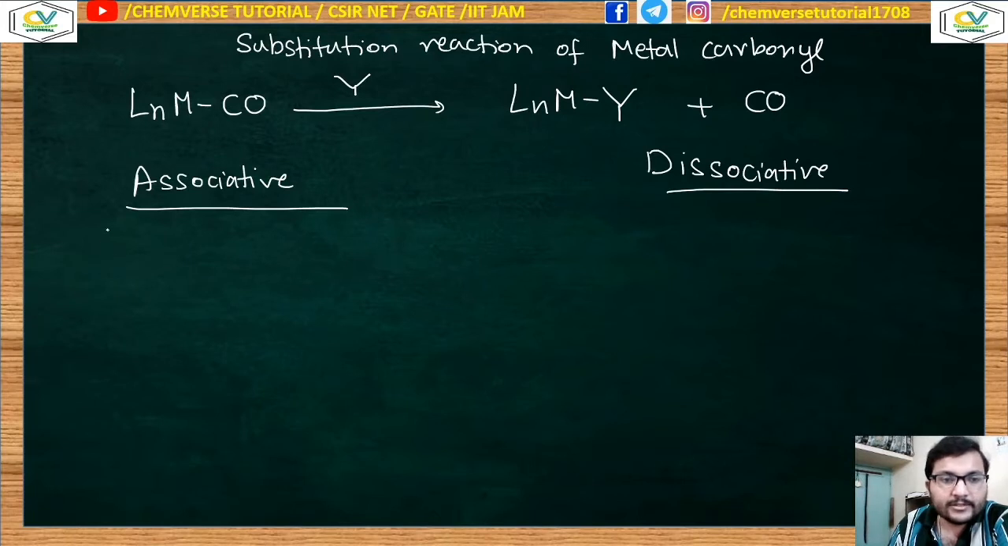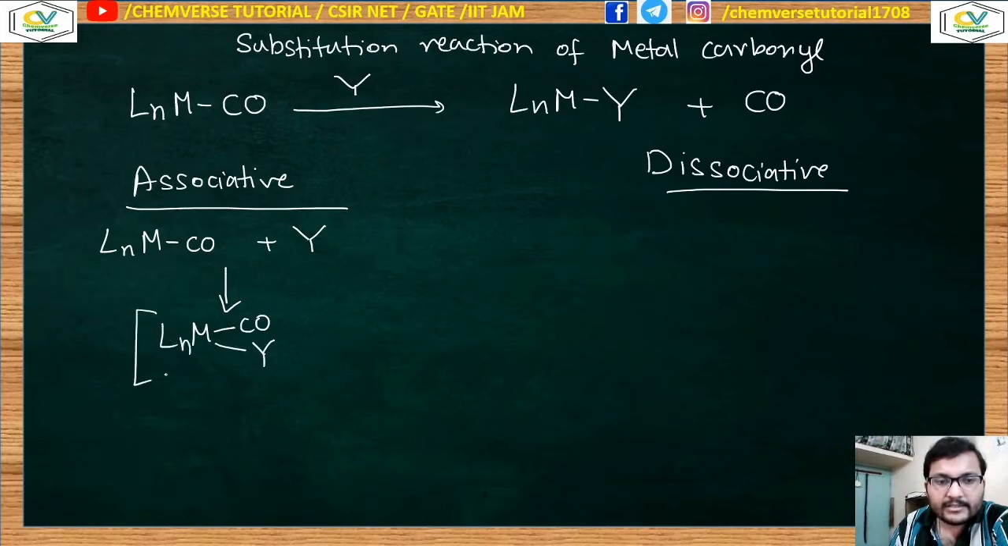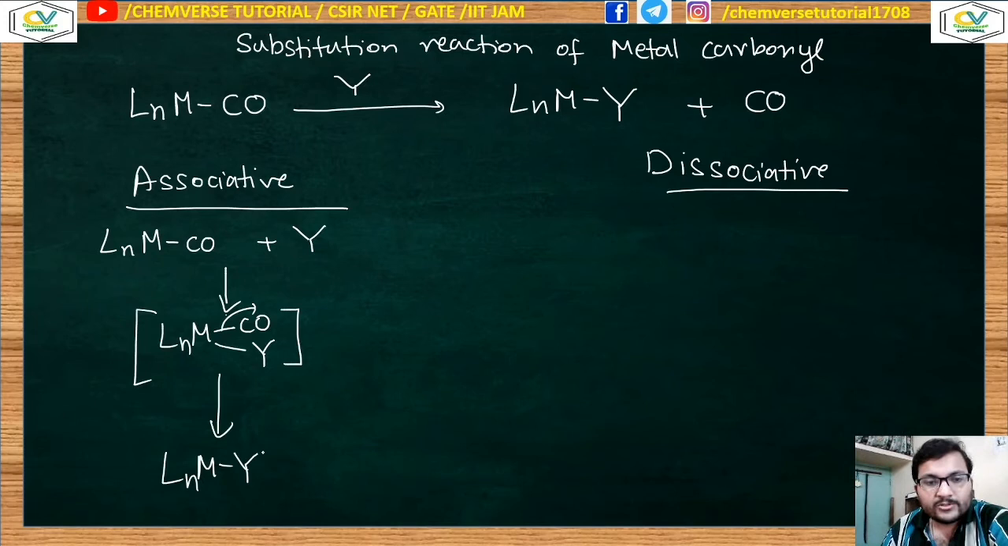For the associative one, the possible mechanism will be something like this, where the incoming ligand Y associates with the metal, forming this kind of intermediate. And the next obvious step is the removal of this carbonyl. So I am getting this substituted product. So this is going through the associative pathway.